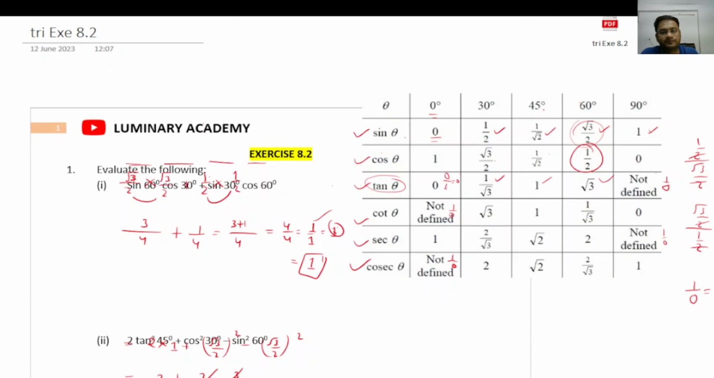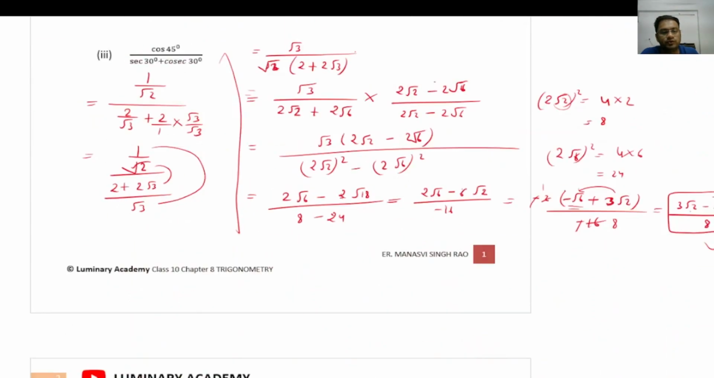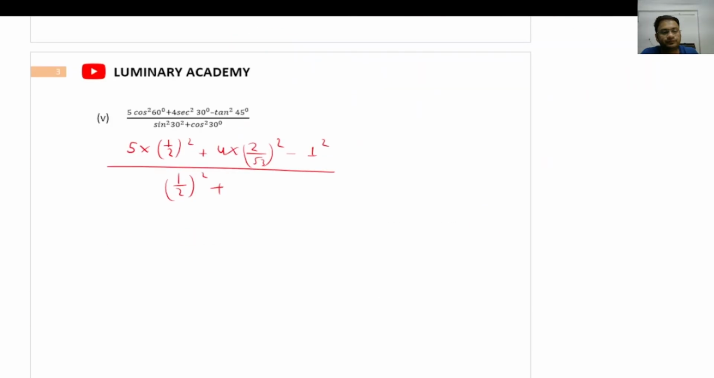Cos 30 is √3/2, so √3/2 whole square, right. So after solving this becomes 5/4, and this becomes 4 times 4 = 16 upon 3, and then this will become 1 upon 1, and this will be 1 by 4 plus 3 upon 4, right?